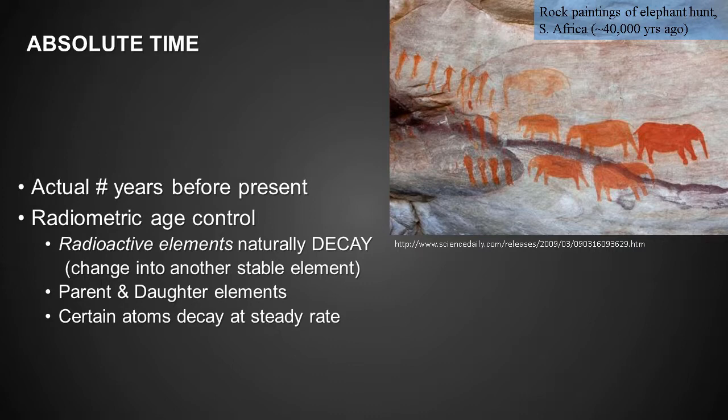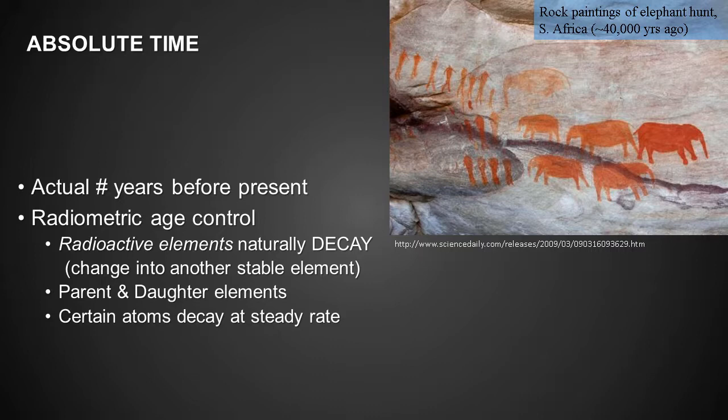This painting at the right is from a story in Science Daily about an article in the scientific journal Analytical Chemistry. Absolute time is a measure of the actual number of years before present. The absolute time scale is based upon the radioactive decay of radioactive elements. These radioactive isotopes naturally decay from one isotope into another isotope.